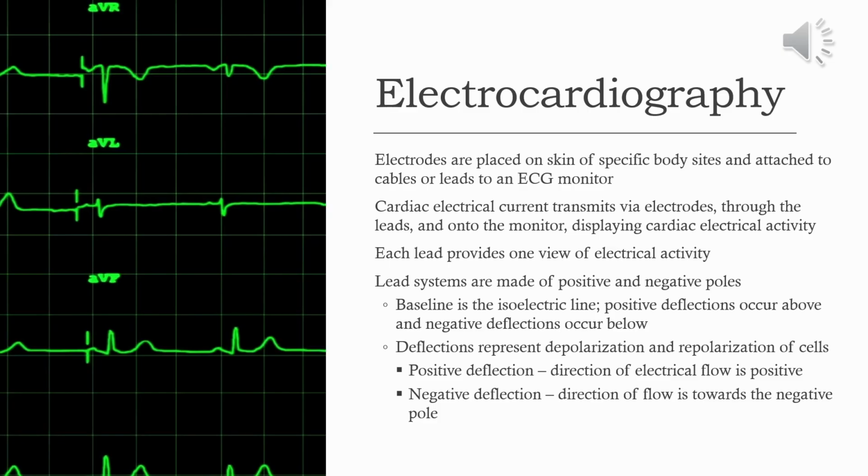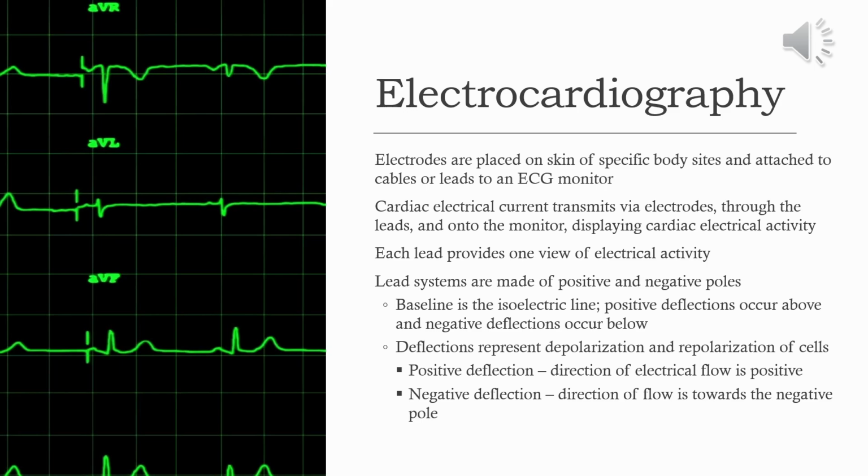So now let's take a closer look at how an electrocardiogram, or ECG, works and how electrical activity is displayed. Electrodes are placed on specific locations on the skin, and they're attached to cables or leads that connect to the ECG monitor. These electrodes detect the heart's electrical activity as it transmits through the body, and each lead provides a unique view of the cardiac electrical conduction, which allows us to assess rhythms and to detect abnormalities.